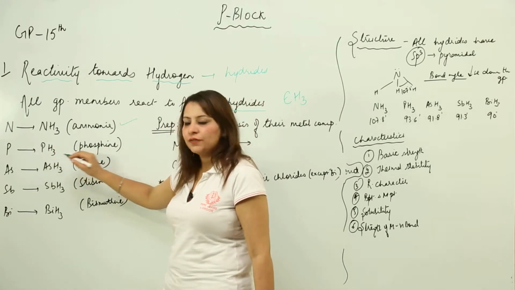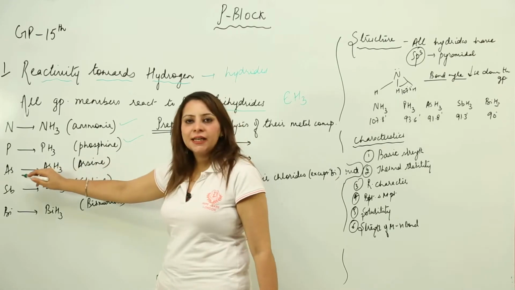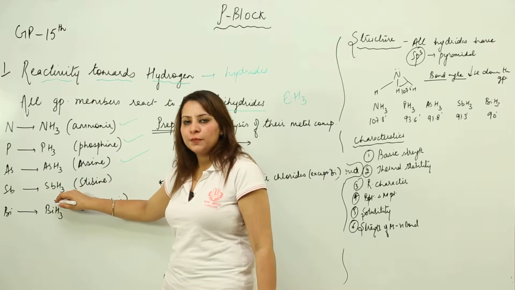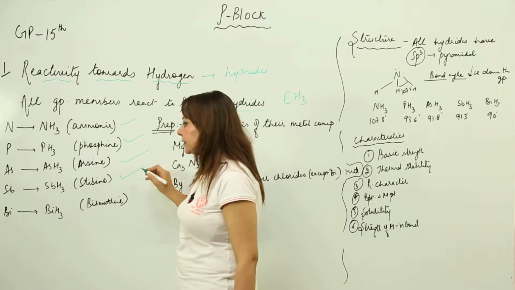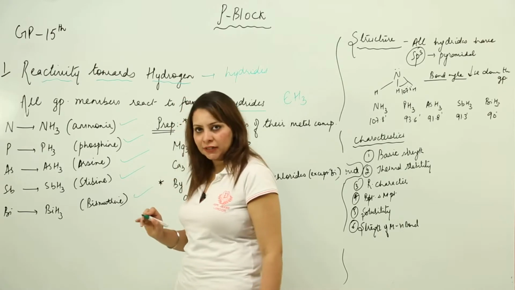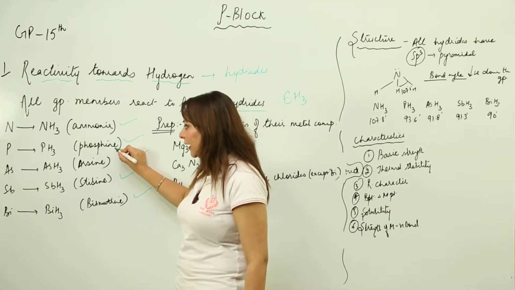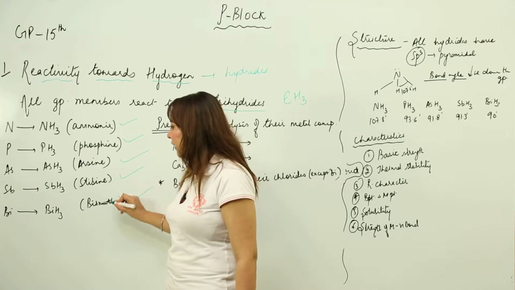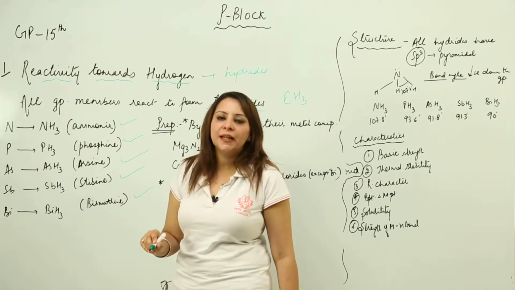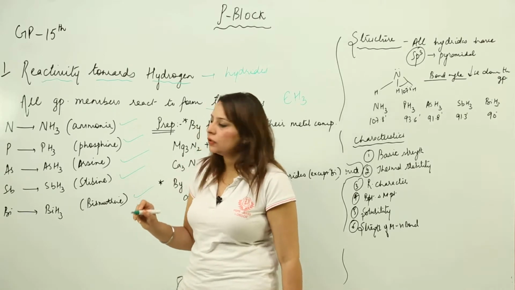Phosphorus forms PH3, which is called phosphine. Arsenic forms AsH3, called arsine. Antimony forms antimony hydride, called stibine, and bismuth forms bismuth hydride, called bismuthine. So: ammonia, phosphine, arsine, stibine and bismuthine. These are the common hydrides which they form, in the formula EH3.